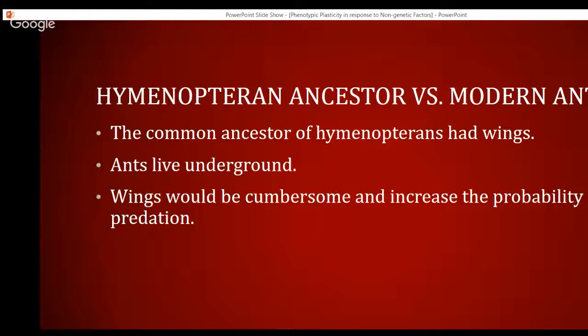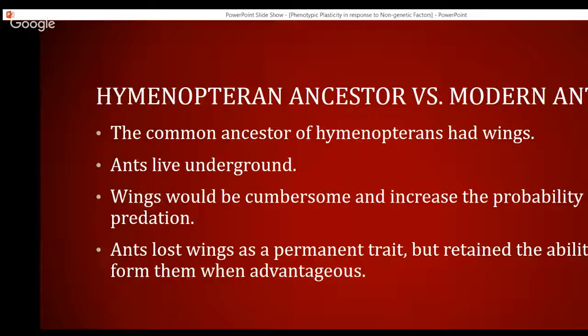However, having wings is advantageous in some circumstances, such as reproductive events, when you want to disperse and find a mate. So, even though they don't always have wings, and rarely do, they produce winged individuals when it is advantageous for them, which is interesting.